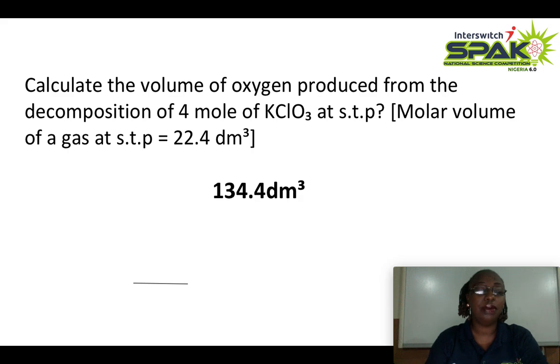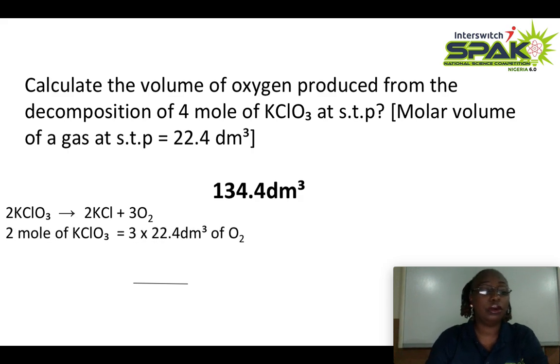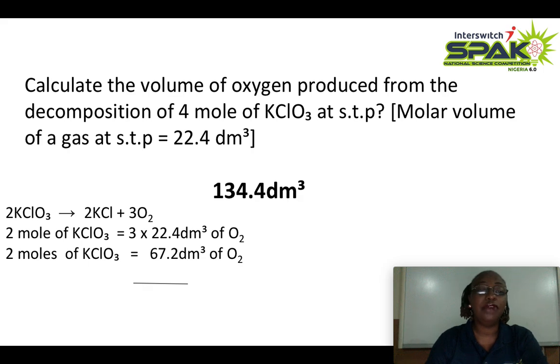And how do you go about this? How do you solve this question? The first thing you need to do is to write the decomposition of potassium trioxochlorate(V). That's the first thing you need to do. Now, if you balance the reaction, realize that the reaction is ratio 2 to 2 to 3. And what you are asked to do is to calculate the volume of oxygen. So 2 moles of potassium trioxochlorate(V) is reacting with 3 moles of oxygen. And molar volume of gas at STP is 22.4 dm³.